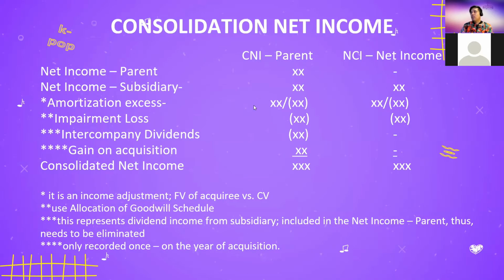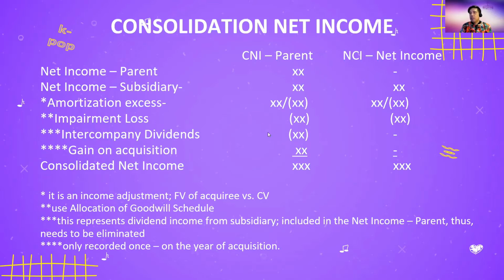Amortization of excess, so it's add or minus. How does the amortization of excess work? We said it is an income adjustment. When we acquire an entity, we are establishing the fair value for all of its identifiable net assets. Therefore, if there are differences between the book value or carrying value and the fair market value, then we have to account for that as amortization of excess.